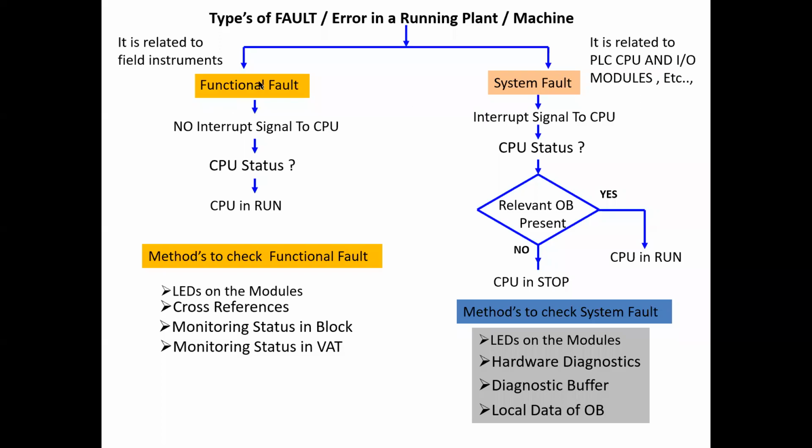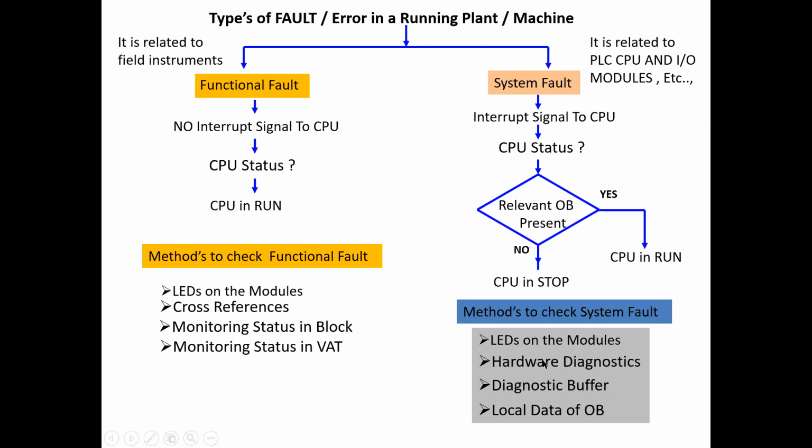Okay, so here we are having these different types of faults: functional fault and system fault. Functional faults mean related to your field instruments. System fault means related to your CPU and IO modules. For this, if error OBs are present, the CPU remains in run mode. If it is not available, it goes to stop mode. Okay, I am just repeating.